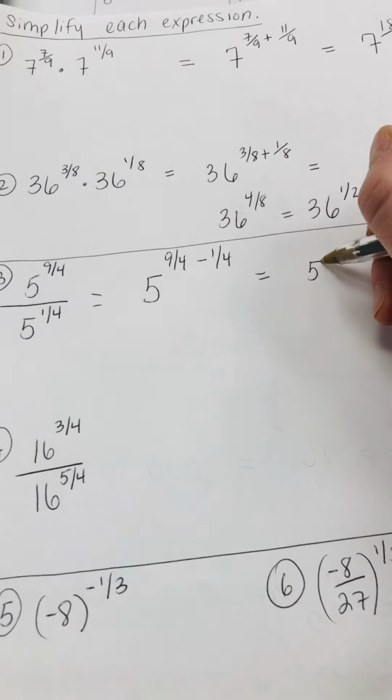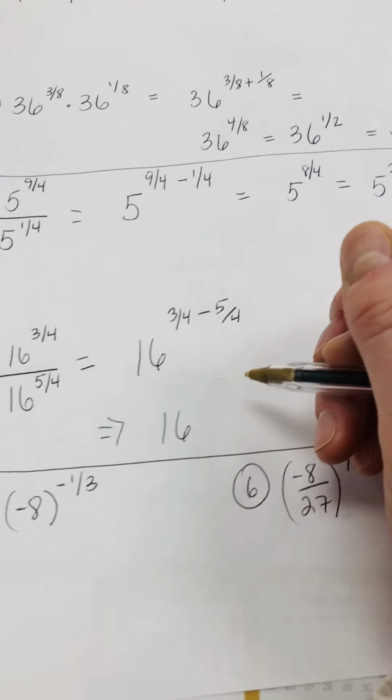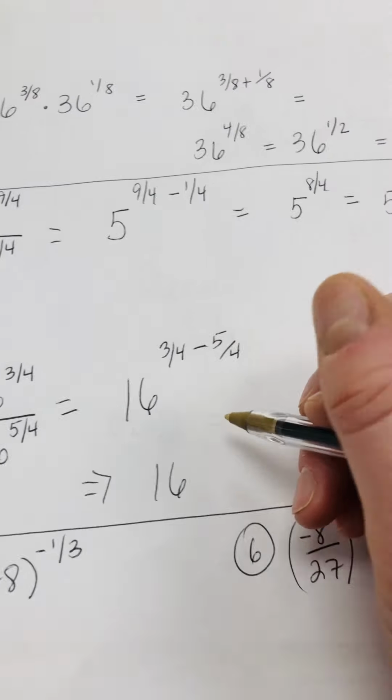All right, so here's another one. 16 to the 3/4 minus 5/4. Now what's going to happen here? That's going to give me 16 to the... 3 minus 5 is what? Negative 2/4, right? Which is 16 to the negative 1/2.